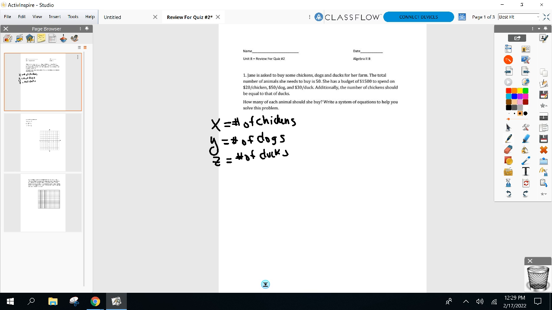Matt, are you going to give us one? Would one of them be x plus y plus z equals 50? Okay, total number of animals. x, y, z totals up to 50. Yep.